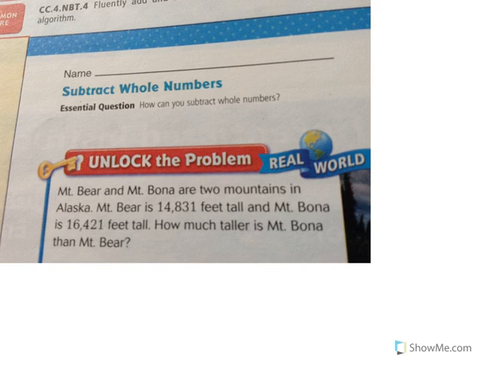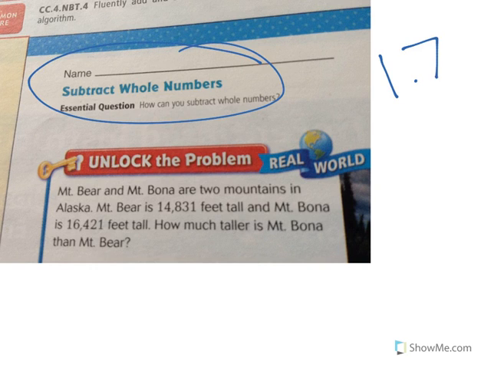We are teaching today 1.7. Today it is subtracting whole numbers. So yesterday in 1.6 we dealt with adding. Today we're dealing with subtracting numbers. Once again, we're going to look at a story problem to begin with.